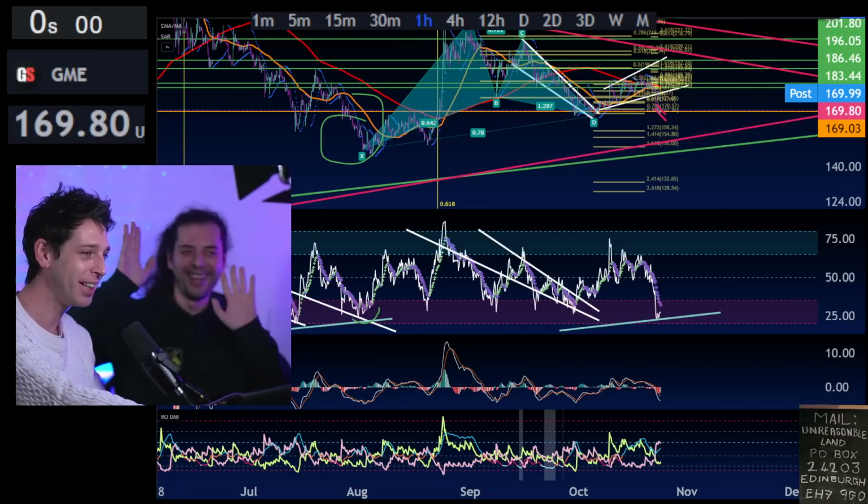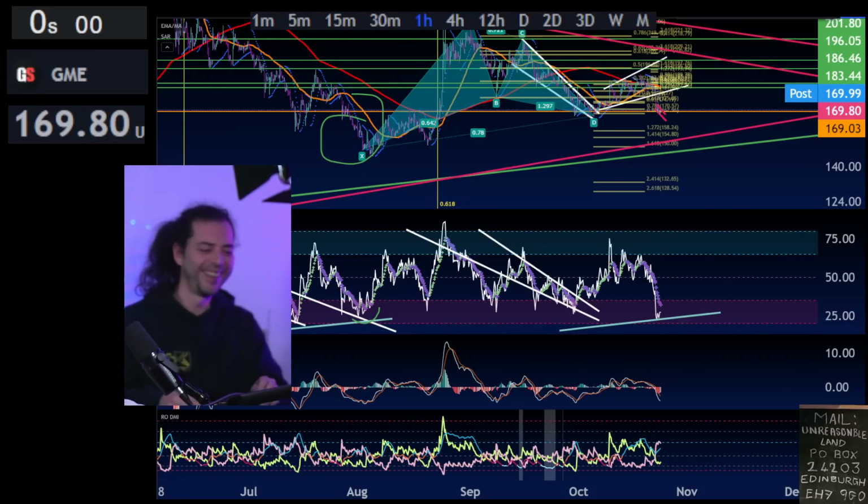Ta-da! Rocky outcrop. How about that for a treat?